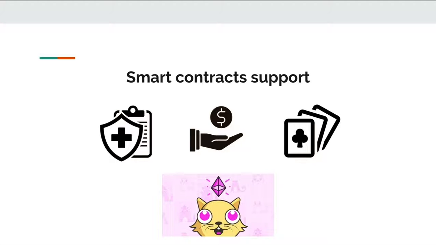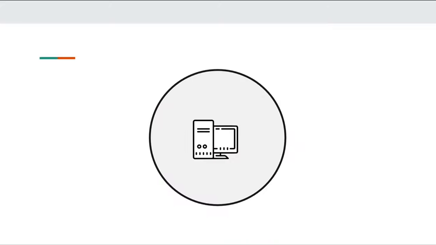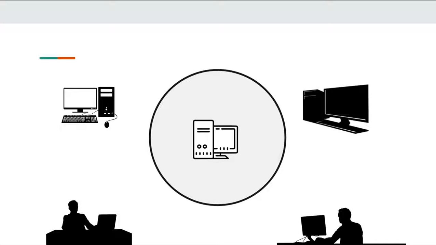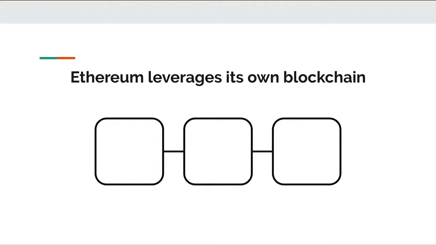Next question is, at a high level, how does Ethereum as a decentralized computer actually work? Well, as a decentralized computer, its code executes in a decentralized manner. Meaning, when code executes on Ethereum, it not only executes on one centralized machine, but all the machines in the decentralized network. To support this decentralization, Ethereum leverages its own blockchain.